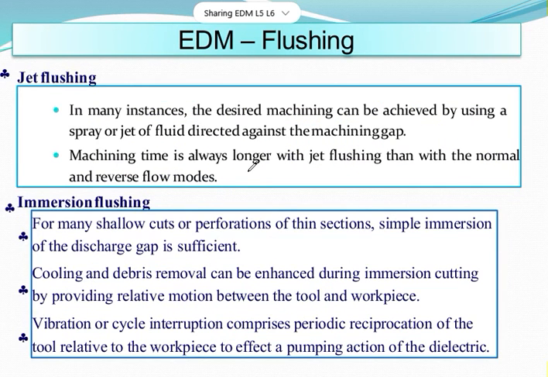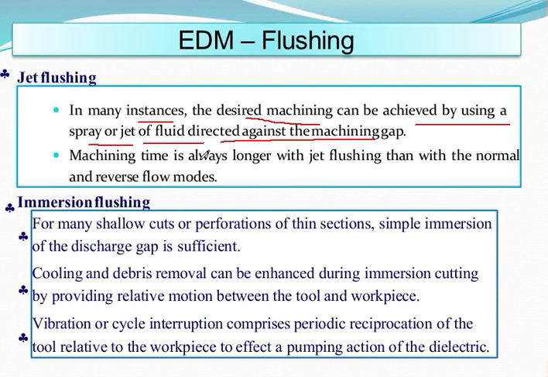Now we will be talking about the jet flushing system. Here, in many instances, the desired machining can be achieved by using a spray or jet of fluid directed against the machining gap. So if there is any sort of machining gap, you can spray the fluid over that particular section.